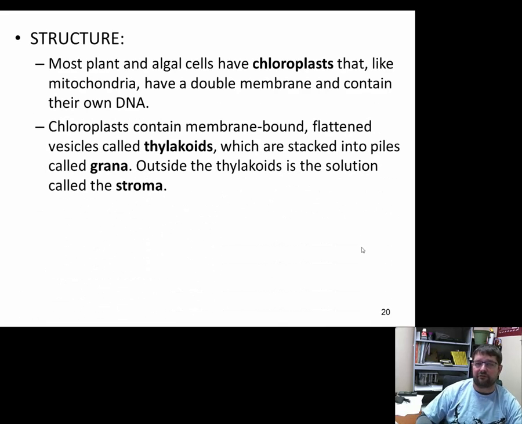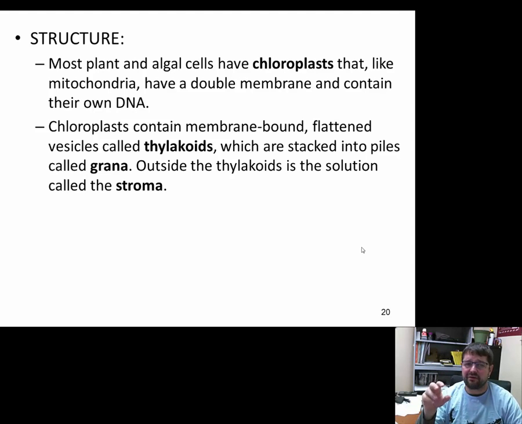Let's look at another one that has its own DNA, chloroplasts. Okay? So just like mitochondria, double membranes, also got membranes inside that are stacked together to increase surface area, which we call thylakoid membranes, or fluid-filled sacs. If you've got a bunch of them, we call it grana, and then the liquid in between we call stroma. But regardless, we'll come back to this when we talk about photosynthesis.